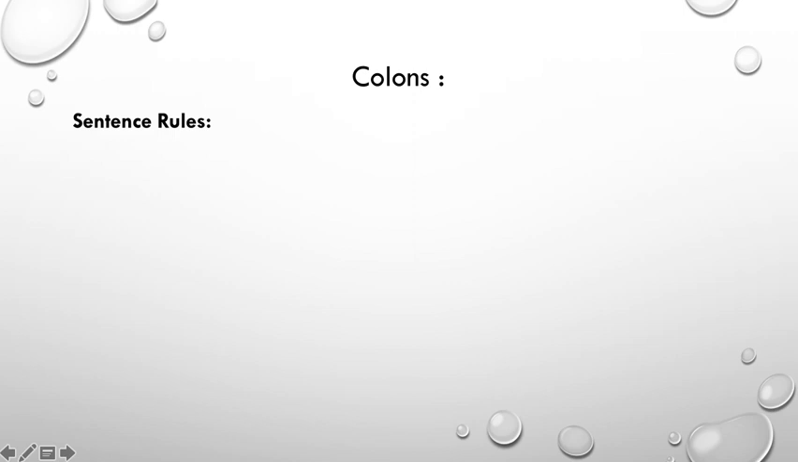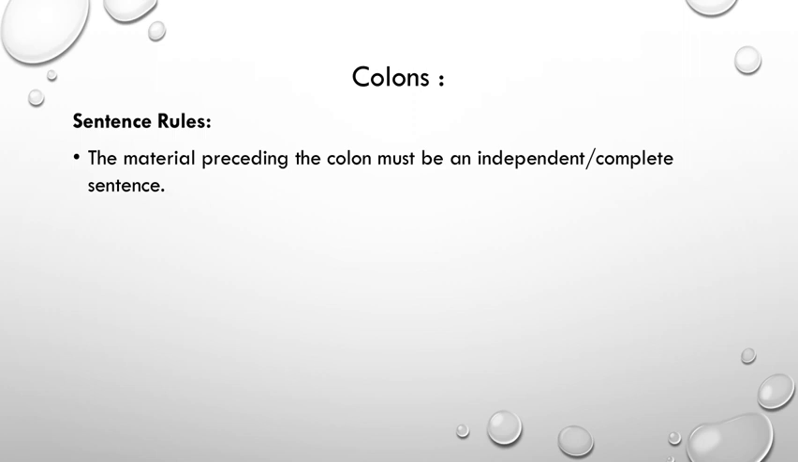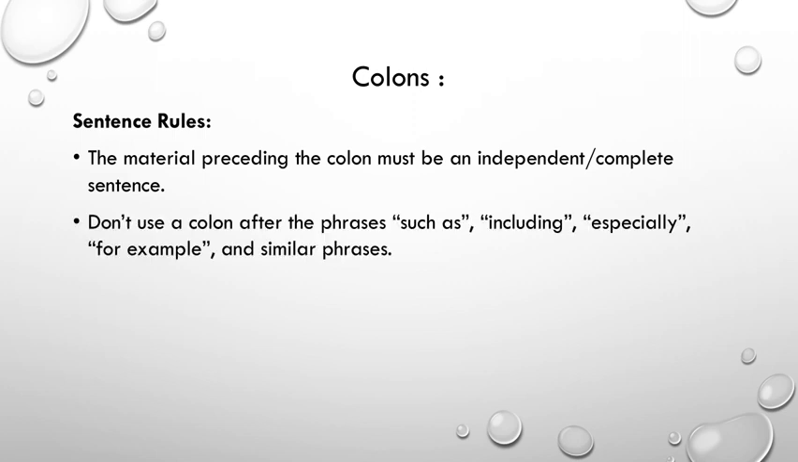All right, so moving on to colons, which are the 2 dots. The colon rules for using them in a sentence. The material preceding the colon must be an independent or complete sentence, independent clause. Don't use a colon after phrases like such as, including, especially, for example, and similar phrases. Those are the most commonly incorrectly used phrases with colons, at least in my experience.